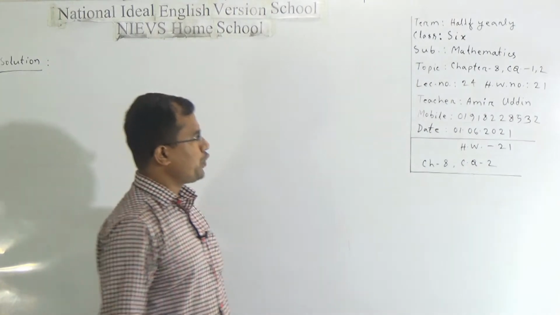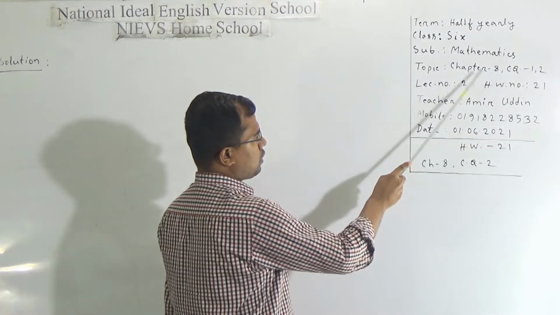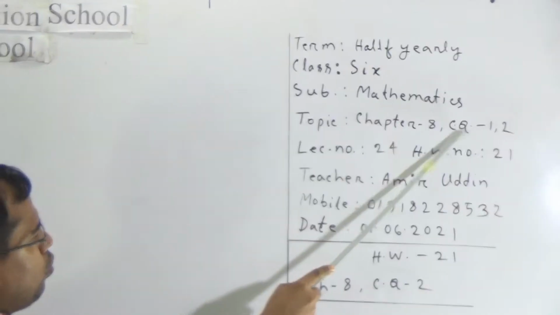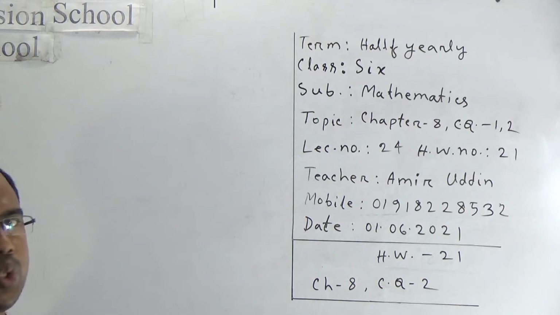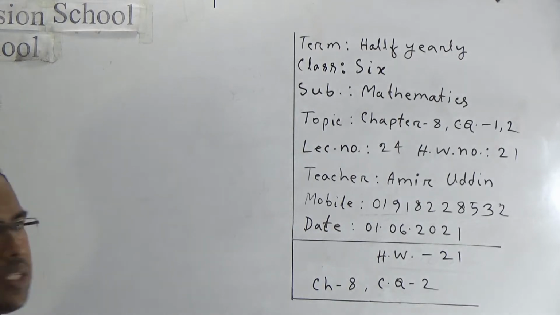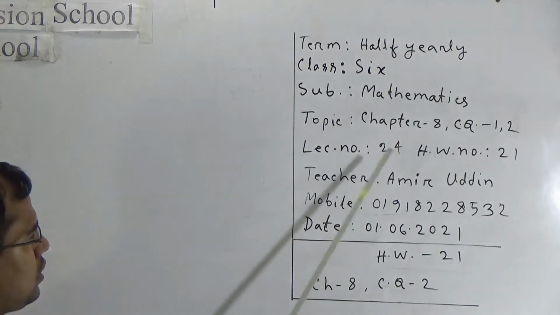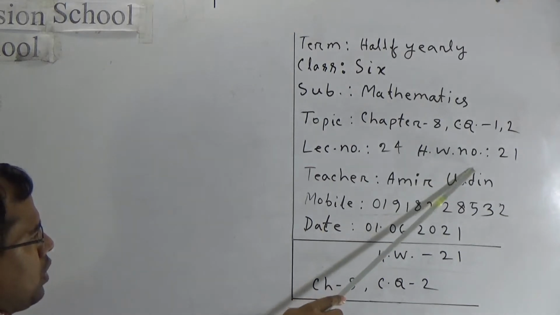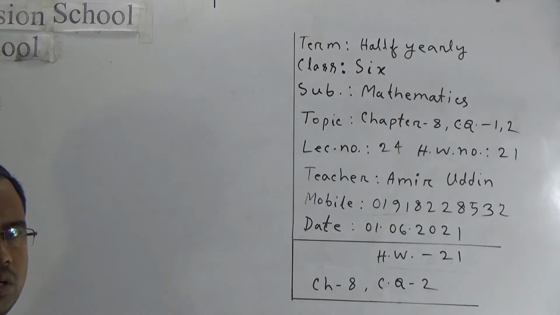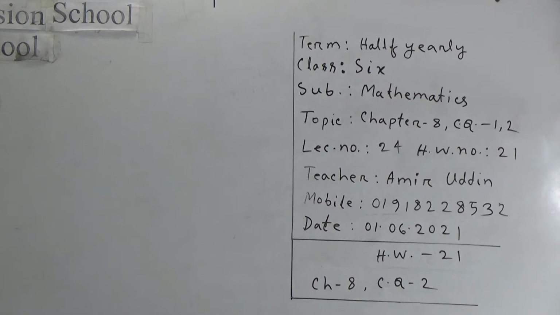Our today's topic, Chapter 8, CQ 1 and 2. Today we will solve 2 CQ from Chapter 8. The name of Chapter 8 is Information and Data. Dear students, this is lesson number 24 and HW number 21. Okay, dear students, let us start our today's class.